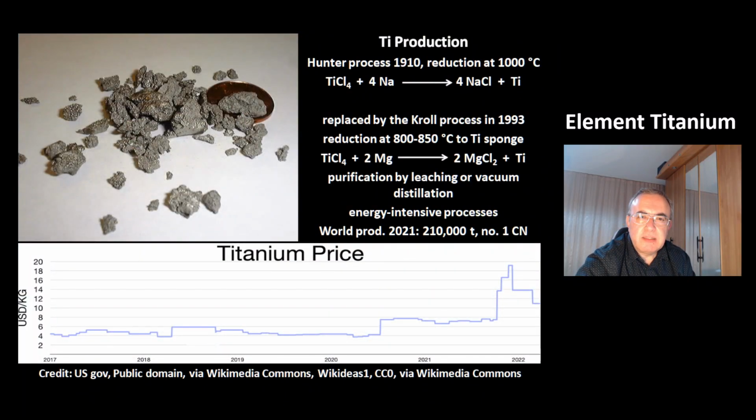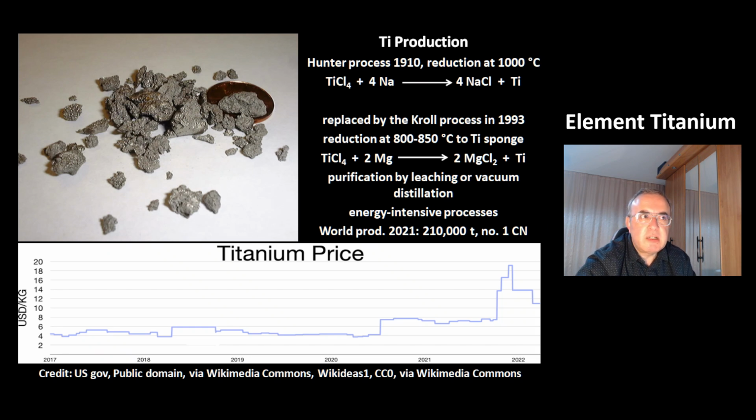This is how you can make titanium. First process was the Hunter process from 1910. It's a reduction at 1000 degrees Celsius of titanium tetrachloride with sodium. Then you get 4 sodium chloride plus titanium. In 1993, this process was replaced by the Kroll process, which works at a lower temperature at 800 to 850 degrees Celsius. You get this titanium sponge.